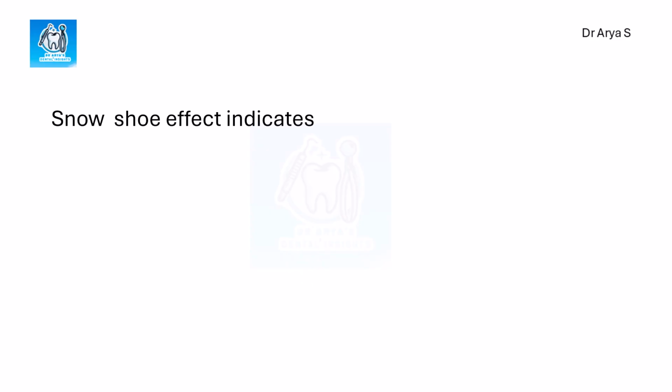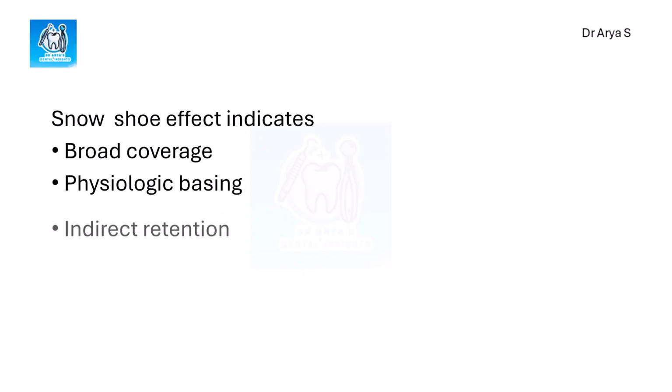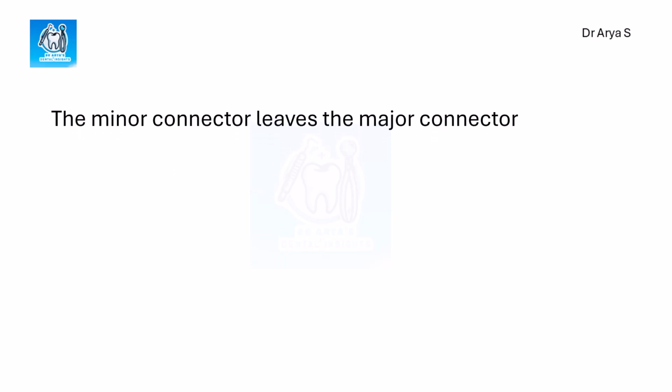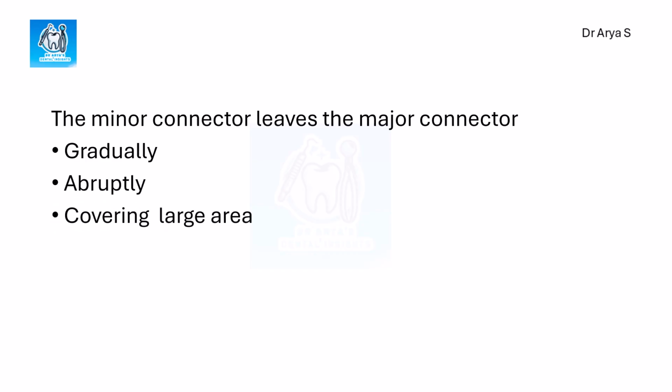What is the no-shoe effect and what does it indicate? Broad coverage, or physiologic basing, or indirect retention, or all of the above? Here, the no-shoe effect indicates broad coverage. The minor connector leaves the major connector gradually, or abruptly, or covering large area, or without any relief. Here the answer is abruptly.